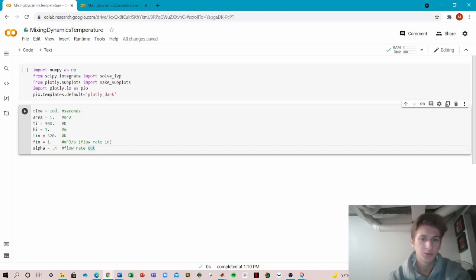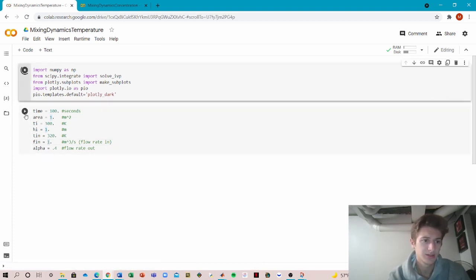That way it's a little easier on the eyes. I listed all the variables here. So we have time at 100 seconds, area 1 meter squared. This will be the temperature in kelvins, and that's the initial temperature there, at 300. The height is 1 meter. And then this is the temperature into the tank, and that's at 320 kelvins. This is the flow rate into the tank, and that's 1 meter cubed per second. And then the alpha is 0.4, and that's the flow rate out of the tank.